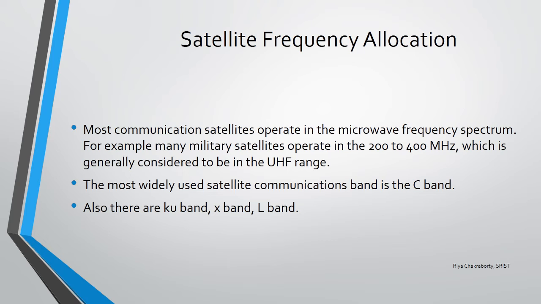The most widely used satellite communications band is the C band, and the uplink frequencies are in the gigahertz range, that is 5.925 to 6.425 gigahertz. Most satellite communications activity takes place in the C band. There is a steady move toward the higher frequencies. Also there are the Ku band and X band. The military uses the X band for its satellites and radar, and the L band is used basically in marine applications and sometimes in radar.